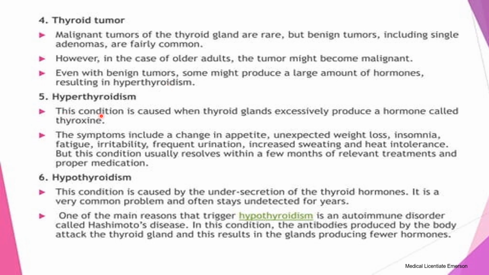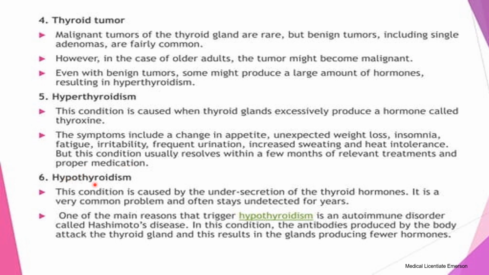So what is this? Hyperthyroidism is a condition where the thyroid gland excessively produces a hormone called thyroxine. The symptoms include a change in appetite, unexpected weight loss, insomnia, fatigue, irritability, frequent urination, increased sweating, and heat intolerance. But this condition usually resolves within a few months of relevant treatment and proper medication.